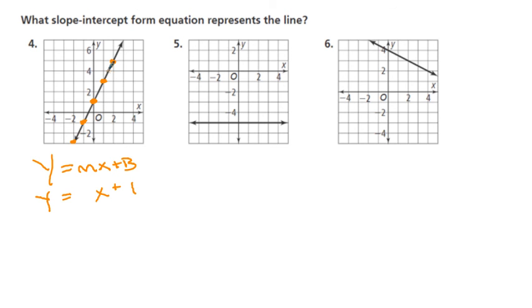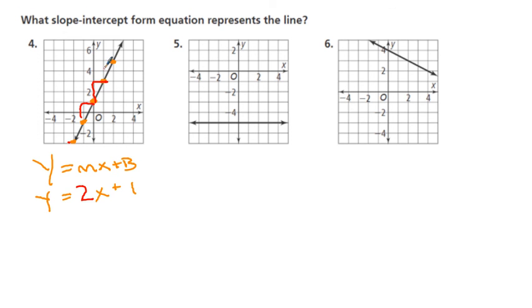And the pattern should be consistent no matter what two perfect points you pick. So then I can count my rise and my run from here to here, from any 2 points. It's going up 2 over 1, up 2 over 1. So my slope is 2 over 1, which is 2.